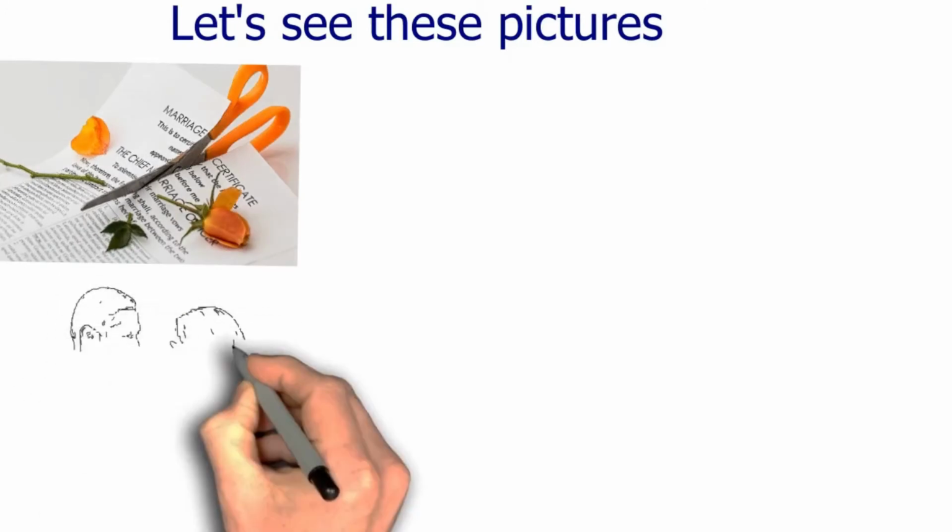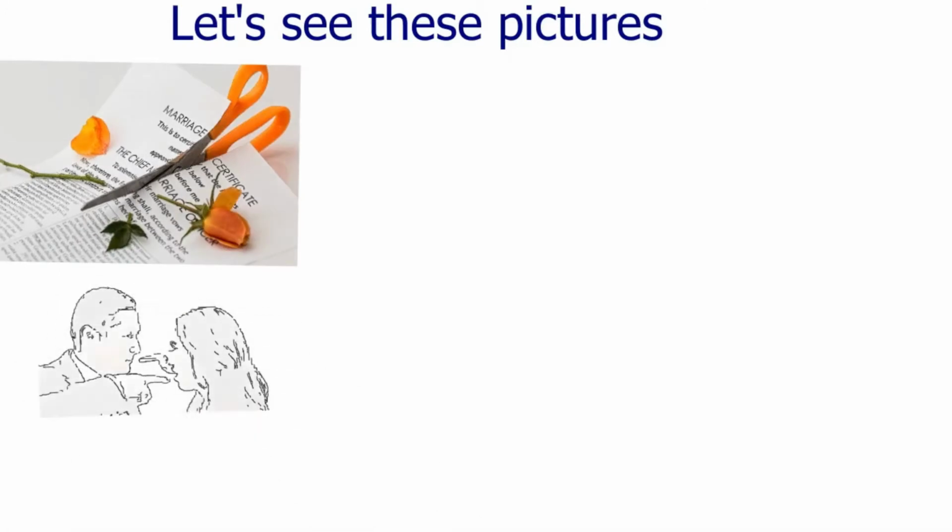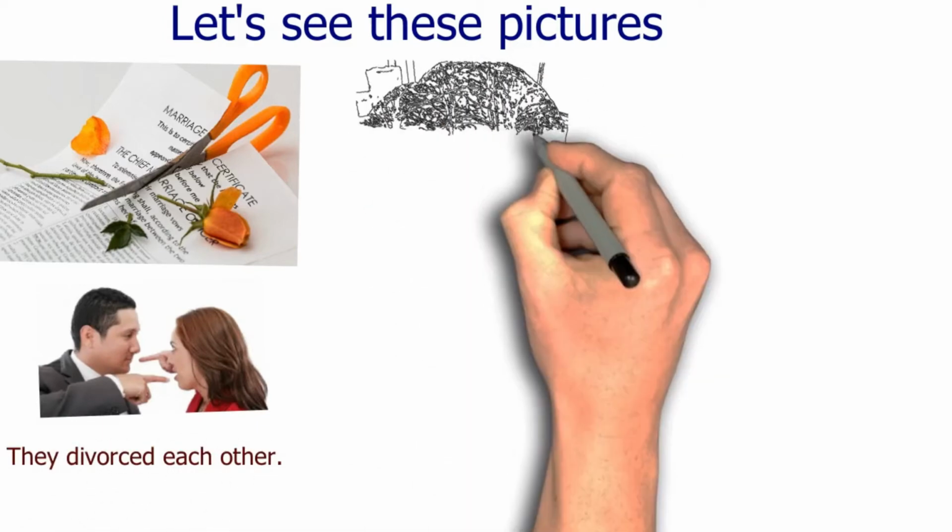Okay, let's see some pictures at first. You can see a picture there of a marriage certificate that has been cut, and they are arguing perhaps. So what happened to them? They divorced each other.